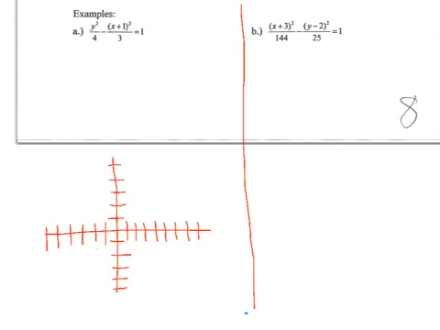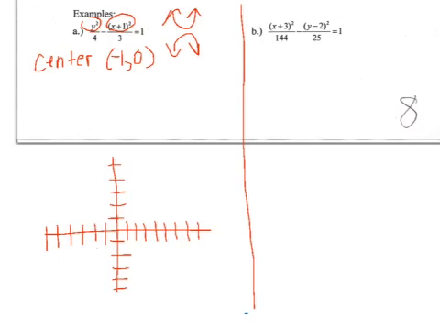Okay, so the first thing that you'll notice is that the y squared is in front. So we know that this is going to be a vertical hyperbola. And also, we know that the center is going to be at (-1, 0). Don't make the mistake of always looking at the first term and then the second term. Always look at your x value first, then your y value.